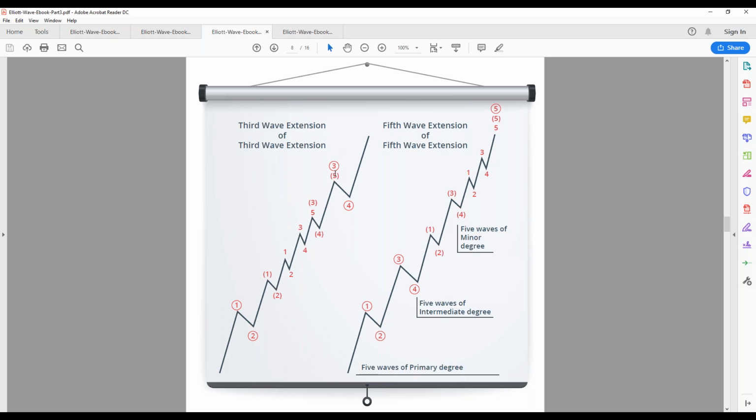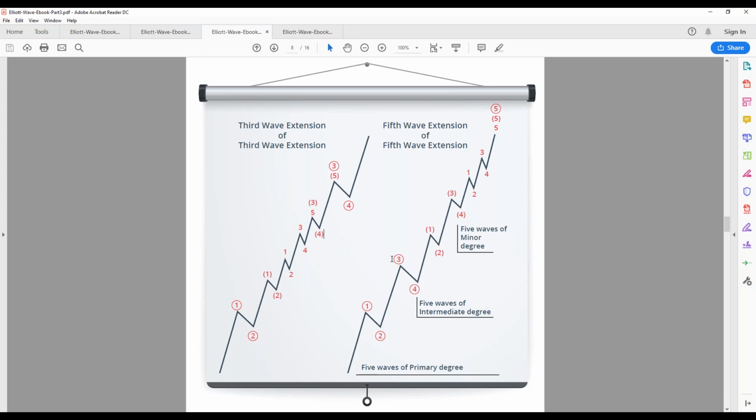So the extension occurs in wave 3, then 4, and 5, right? This is the one on the left. This one, an extension, represents the third wave, the third wave of the third wave, the 3 of 3s. That's how we Elliotticians call it. Now the fifth wave extension: you notice that wave 1 and 2, when 2 unfolds, and then wave 3 resembles wave 1 in duration and length.